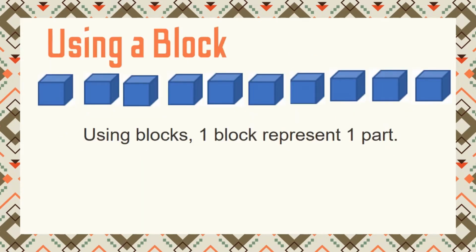Let's visualize the decimal number using a block. One block represents one part. As you can see, we have 10 blocks. 10 blocks represent the 10 equal parts of the cake. Now, we are going to mark 5 blocks, which represent the 5 parts of the cake which were given to the 5 visitors.